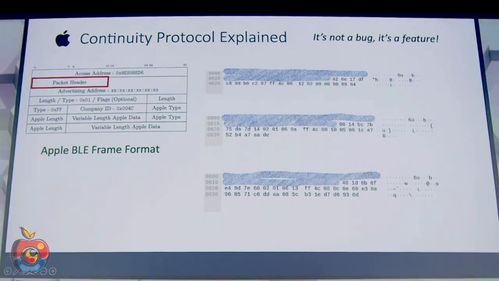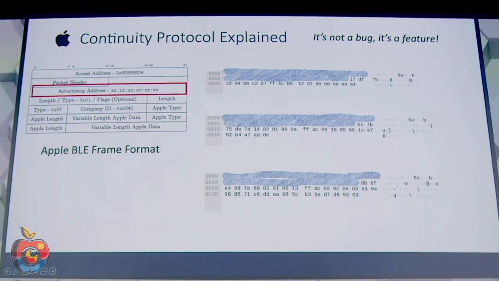The next thing that we're going to look at is the next 2 bytes, which is the packet header. And again, that's also not Apple specific, so we can just ignore that. All right, so the next thing is the advertising address. Like I said before, this is something that comes from any Bluetooth device that you have. All BLE devices will have some type of advertising address, and you can think of this as the Bluetooth MAC address.